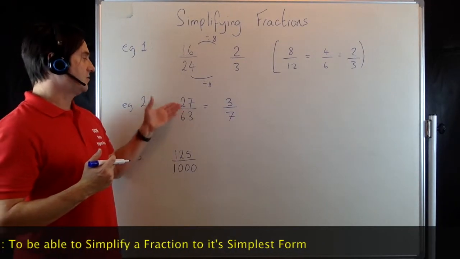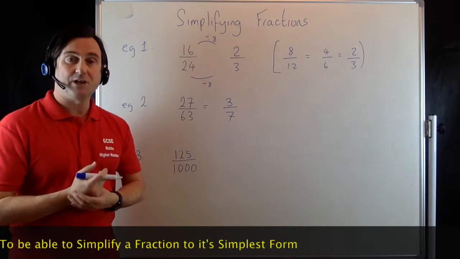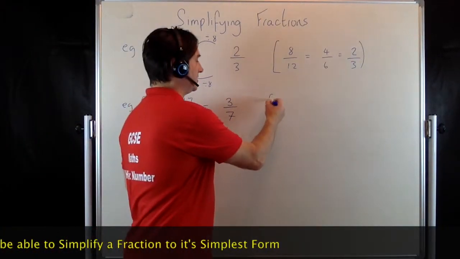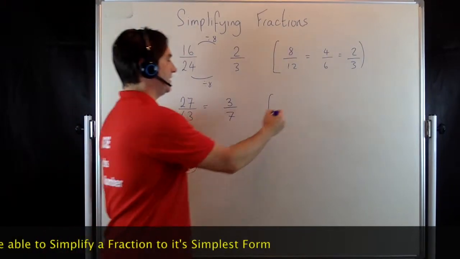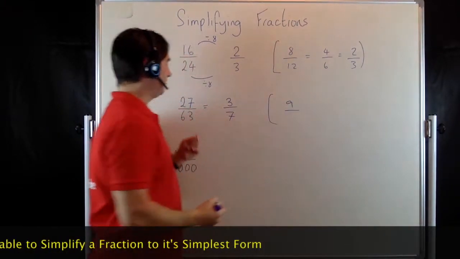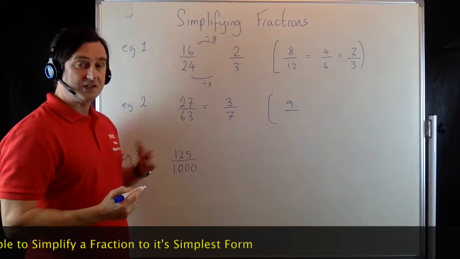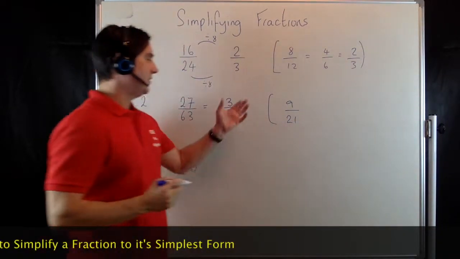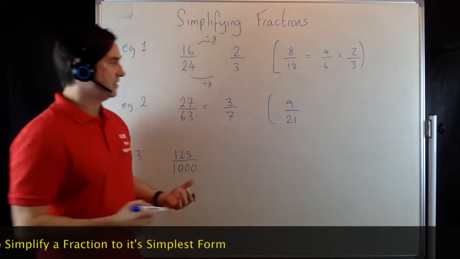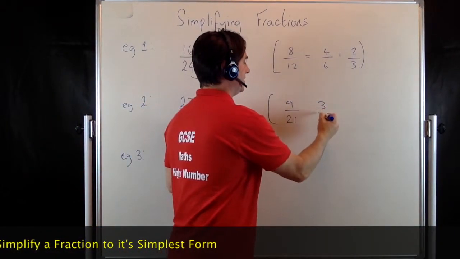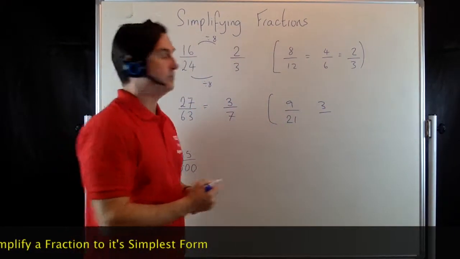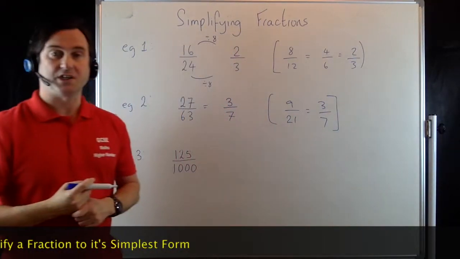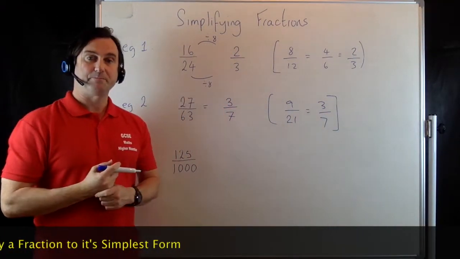If you didn't see that 9 went into it straight away, but you could see that 3 goes into it, we could again do this one in stages. 3 goes into 27 9 times, and 3 goes into 63 21 times. Then I could say 3 goes into 9 3 times, and 3 goes into 21 7 times, and get my answer in 2 stages. That would be fine as well.